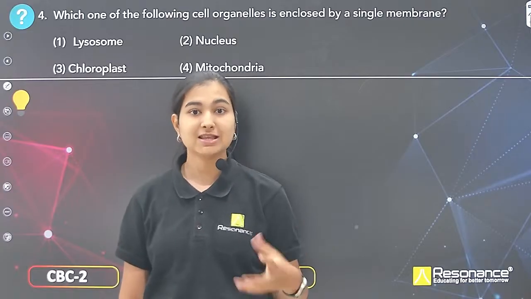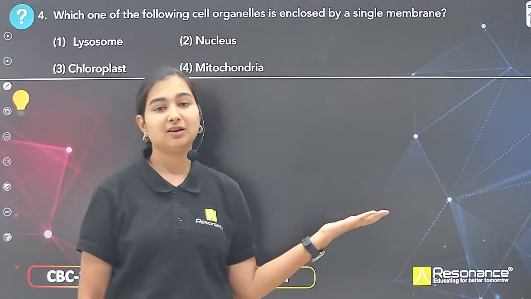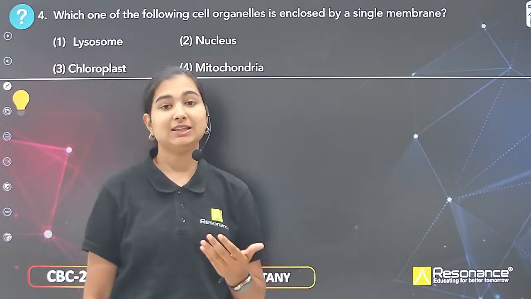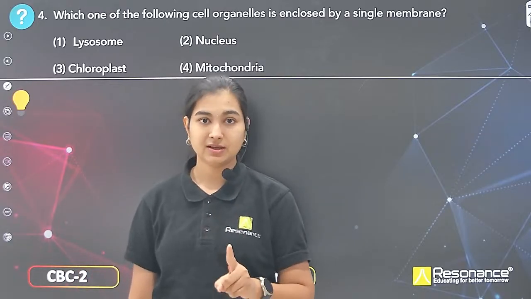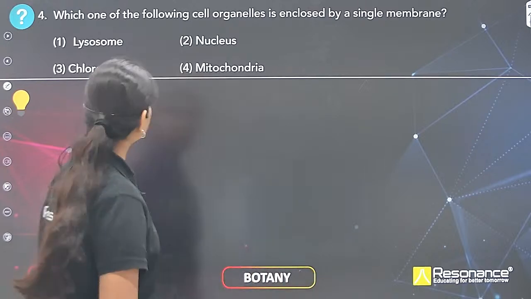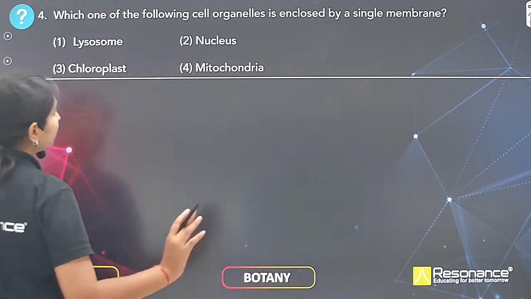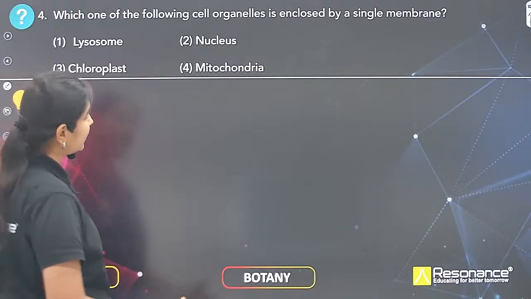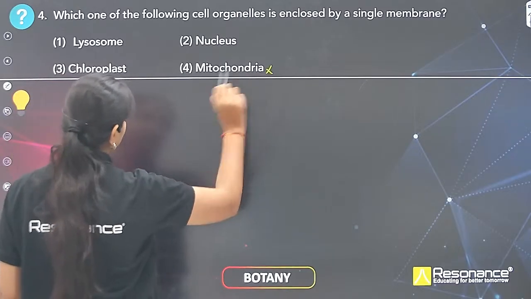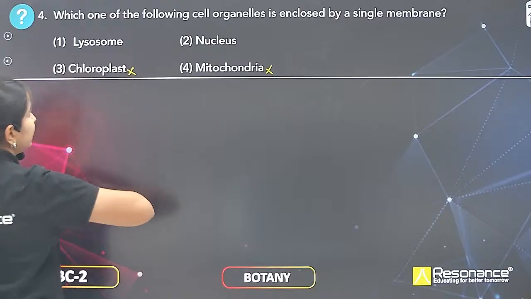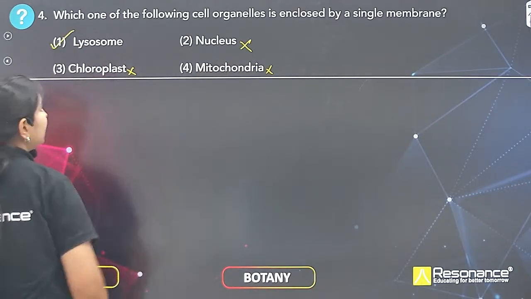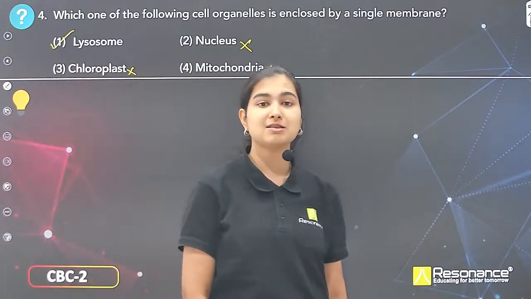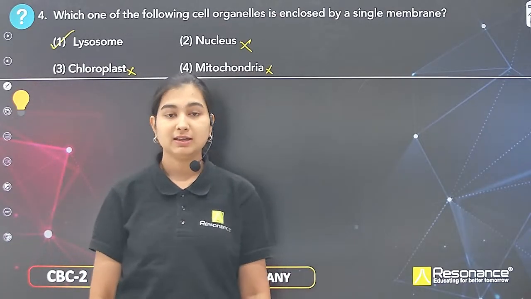In a similar way, they have given a few of the cell organelles and they are asking you which cell organelle has only a single membrane. Got my point? I think it's very easy. Here you know what the double membrane structures are, right? See, mitochondria is double membrane, chloroplast is double membrane, nucleus is double membrane. So you can do odd one out, and then directly mark the answer. Got my point? Next.